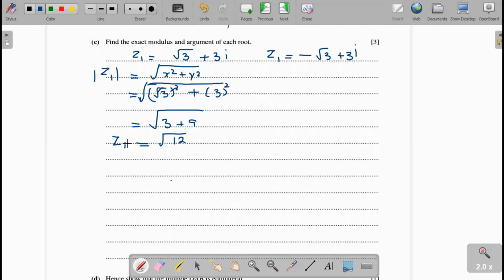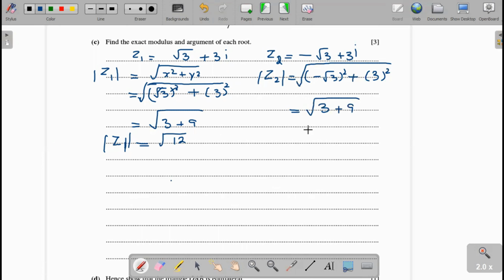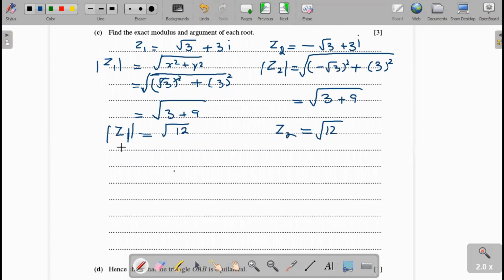And same, find the modulus of Z2. This is the Z2. Now we take the modulus. Now that value will be equal to minus square root 3 whole square plus 3 whole square, and that will be equal to square root of 3 plus 9, and the answer is that Z2 is also square root 12. Now the argument of this root, the argument of that one will be equal to y over x. Now you see here the y is positive 3 over square root 3.